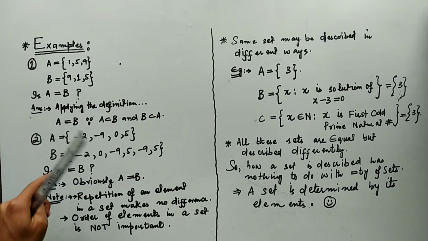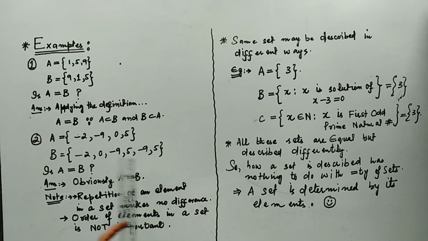Now, in this example, you should note one more thing. As you can see, -9 and +5 are repeated in this set twice. But still, according to the definition, these two sets turn out to be equal. So this example indicates that repetition of an element is not allowed in a set. In other words, if an element in a set is repeated, that makes no difference. That makes totally no difference.